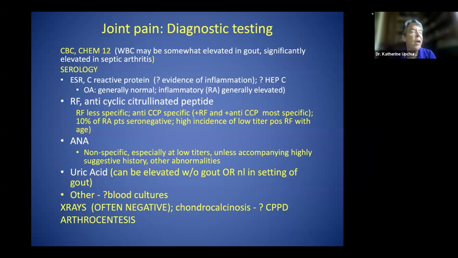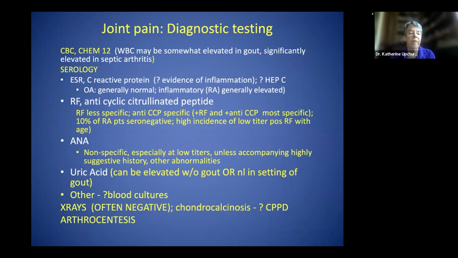And also, you should be aware that there's a high incidence of false positive rheumatoid factor in patients as they get older. Two words about an ANA, and again, I'll be talking about lupus later on, and we'll spend a lot more time with this. The presence of a low titer positive ANA is very nonspecific unless it accompanies a highly suggestive history and other serologic abnormalities.